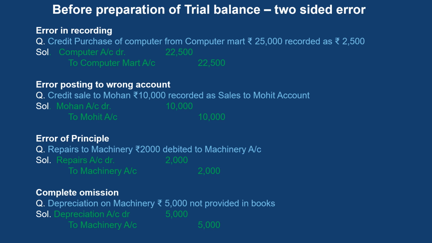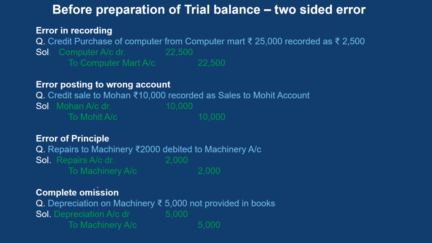But what have they done? They have debited to machinery account. They have treated it as a capital expenditure and put it into the machinery account, which is wrong. So now to rectify it, we have to give a debit to the repairs account of 2,000 and we have to nullify the debit given to machinery by giving a credit to machinery account. So through this rectification entry, this error of principle would get rectified.